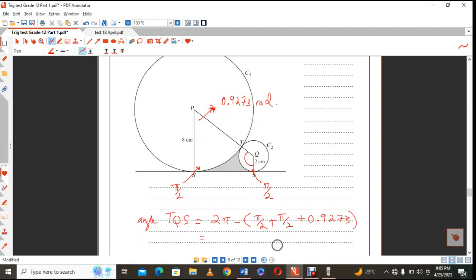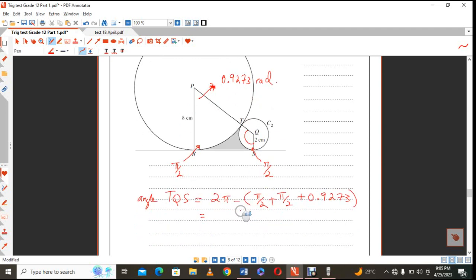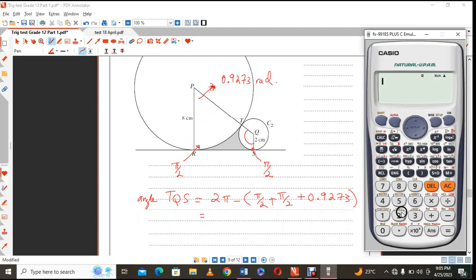So again, let's grab our calculator. It's a lot of work, but there are many ways you can do this. So this is 2 pi minus, in brackets, pi upon 2 plus pi upon 2, which is just going to be pi, but I'm going to write it down anyway, because it's a half plus a half. You should be very familiar with how to work with these angles. So that's minus 0.9273.